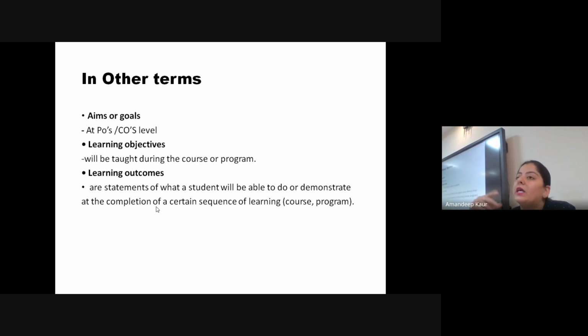As a teacher, my learning objective was that my student must be able to remember something. For remembering, defining is the learning outcome. So learning outcomes are the statements of what a student will be able to do or demonstrate at the completion of a certain sequence of learning. When I say a certain sequence of learning, the level of excellence a third semester student is able to achieve is not possible for a student of first semester.